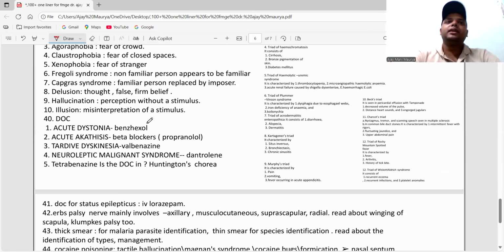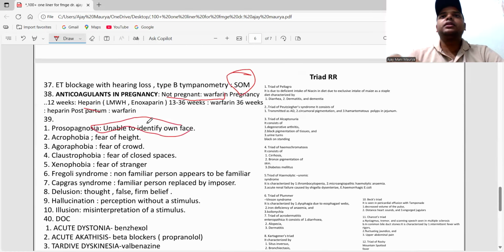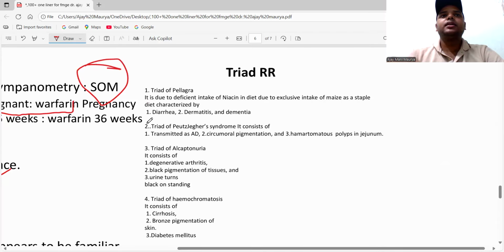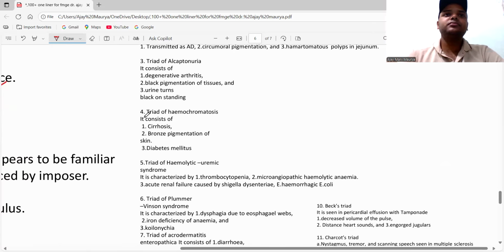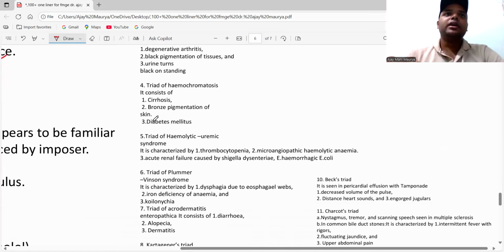You can give the dantrolene. Tetrabenazine for the what? Huntington's chorea. Next one, here we are having a good set of triads here. Triad of pellagra, Plummer-Vinson syndrome, alkaptonuria, triad of hemochromatosis. I'm going very fast.